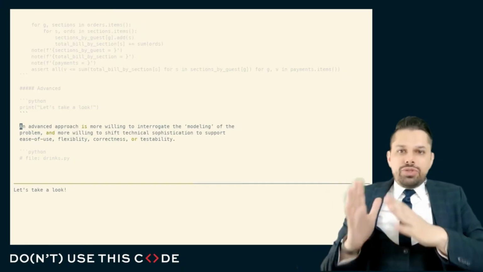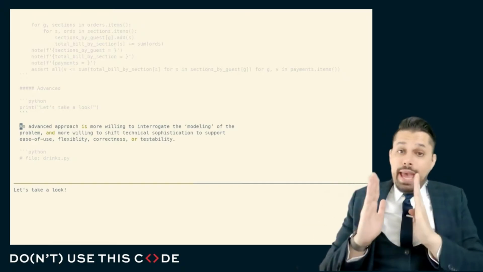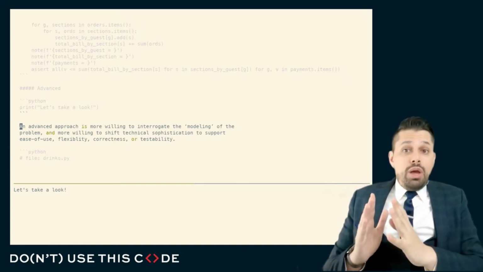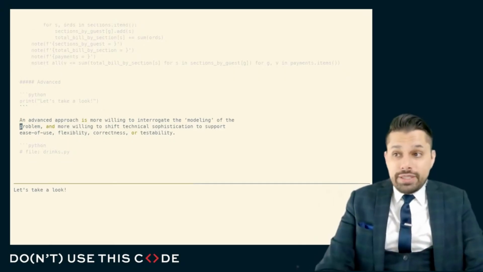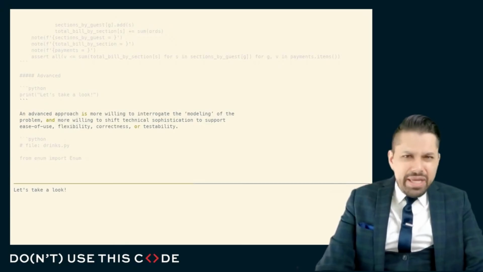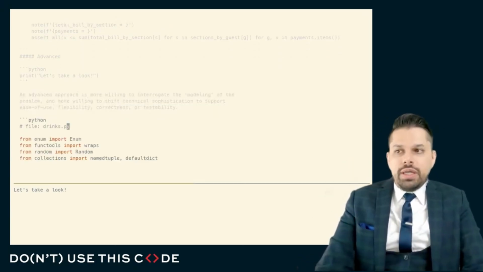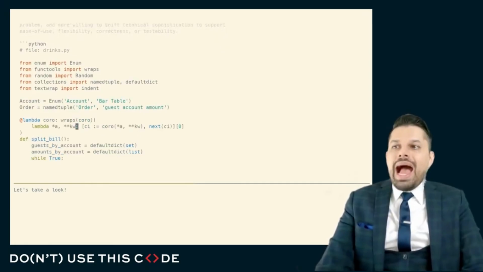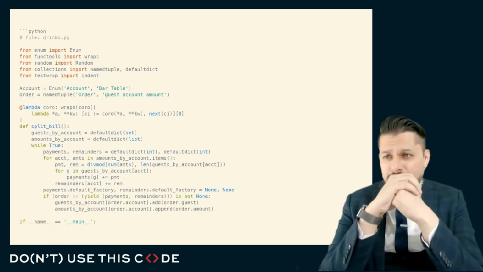Well, an advanced user may think, can I take that technical sophistication and move it around? Maybe I can move it around to support better ease of use, more flexibility in this code, greater correctness, maybe even greater testability, in exchange for greater technical sophistication in terms of the logic in the code itself. And so our advanced user here has decided to model this program very, very differently.